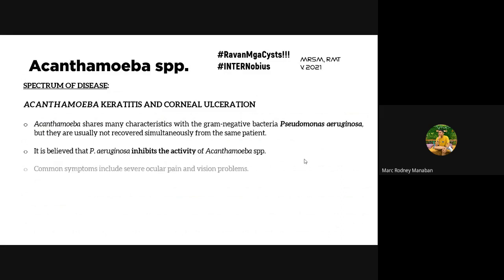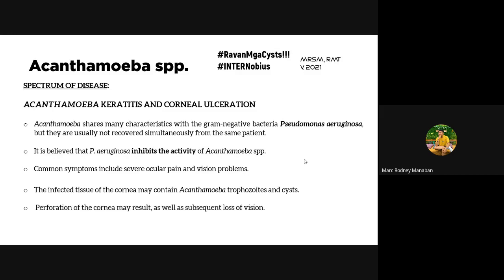Okay. Now for symptoms, severe ocular pain and vision problems. And if you examine the infected cornea, you may see again trophozoites and cysts. Now if you do not address this, it may lead to corneal perforation, mabusot imong cornea, and may lead to loss of vision. So it's important that once you present with these symptoms or appearance sa imong eyes, magpa-check jud ka dayon, okay, para maagapan agad-agad.